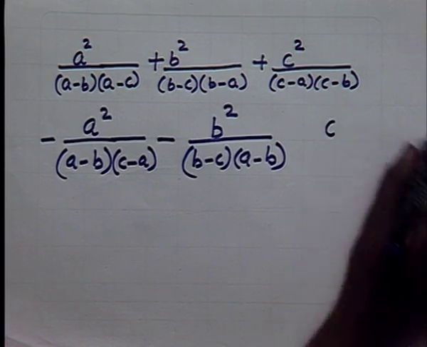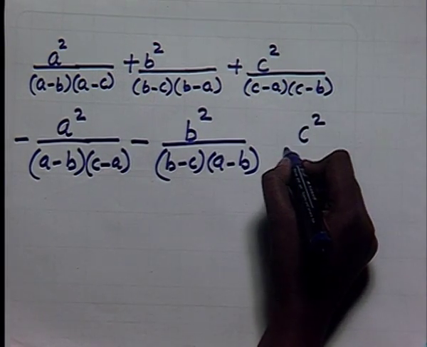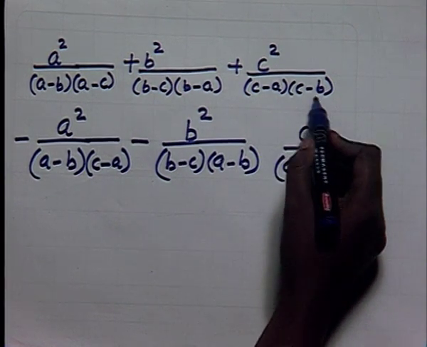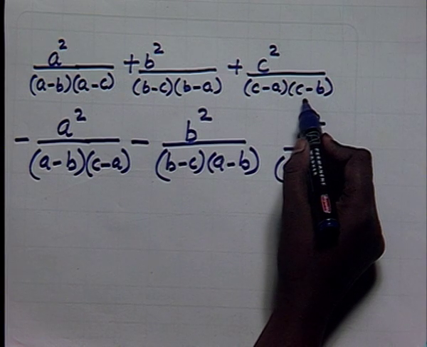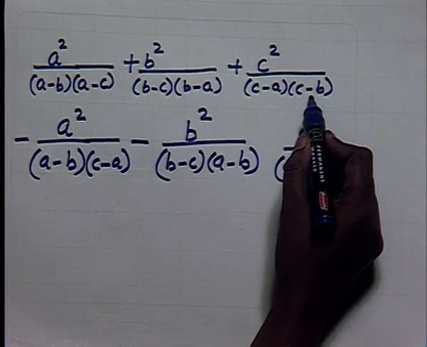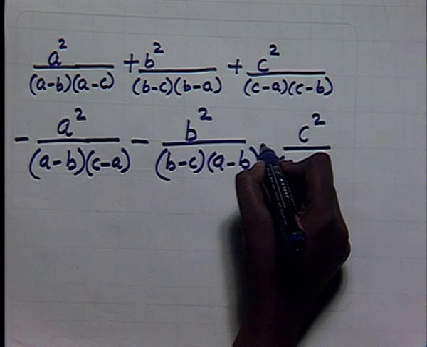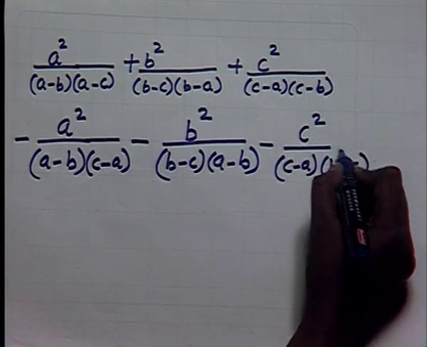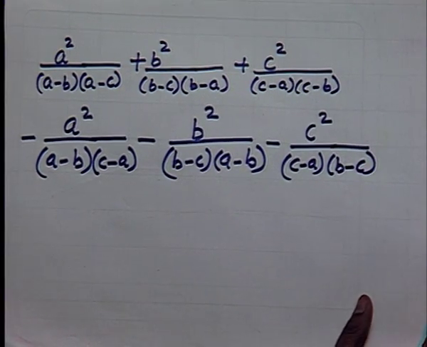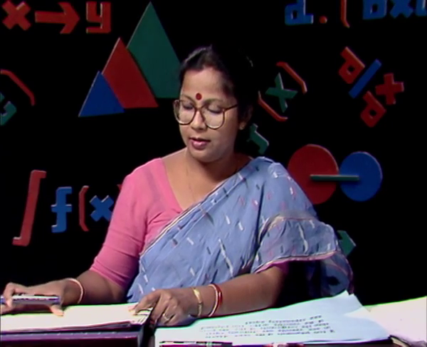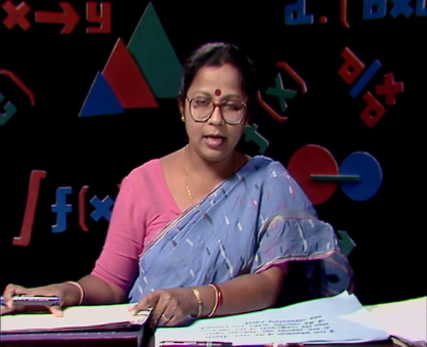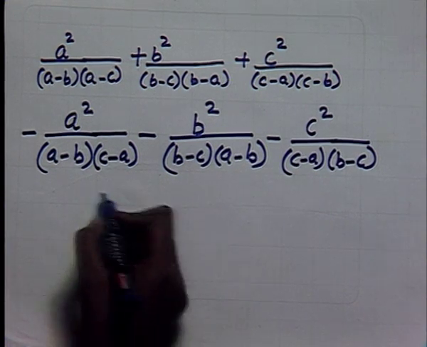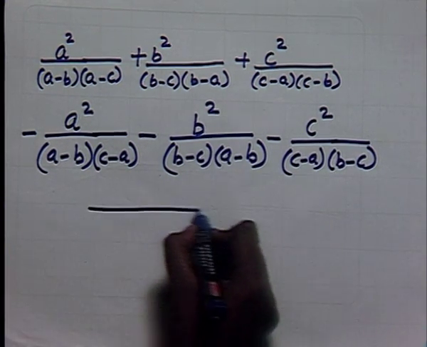Again the third expression becomes C square upon C minus A into, I want to change this C minus B into B minus C. Again for that negative sign will come out, minus B minus C. So, now this is your expression and you want to find out the LCM of its denominator. Now, your LCM becomes very easy.